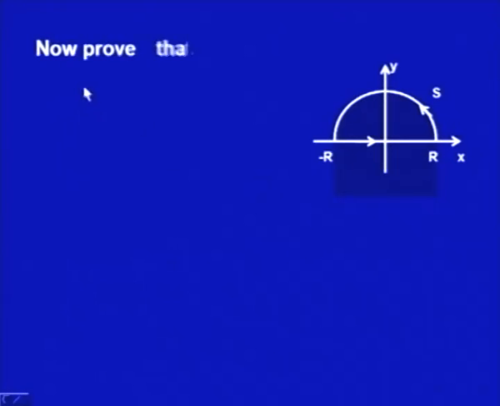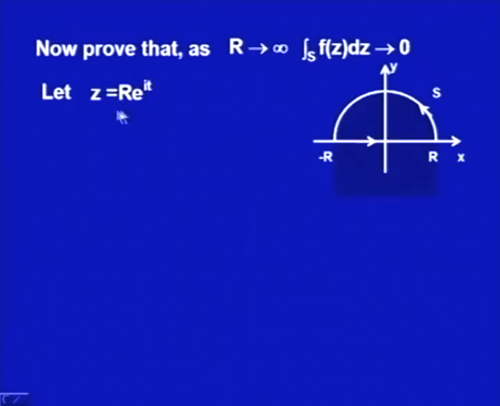We want to show that as r approaches infinity, the integral along the contour S of f(z) dz approaches 0. S is my semicircle on the upper half plane. Since we want minus infinity to plus infinity, let us say this semicircle has the parametric representation r e to the power i t, where t ranges from 0 to pi.